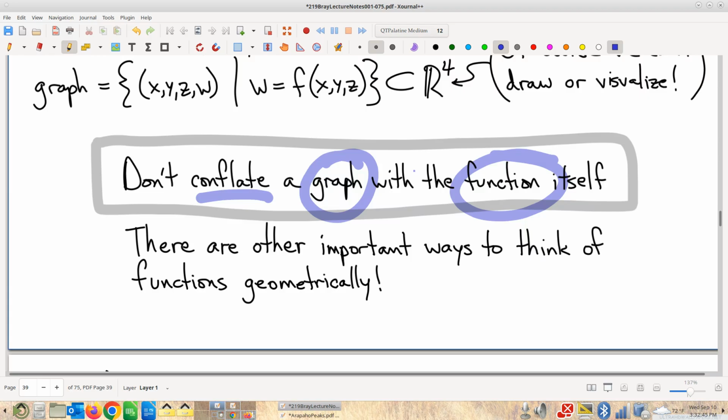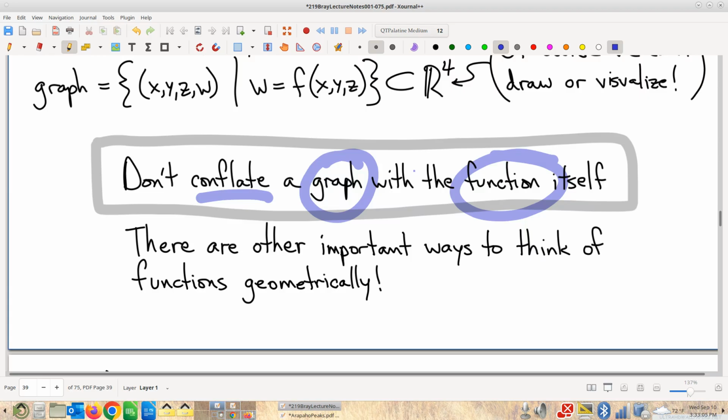A function is an algebraic object. The graph of a function is a geometric object that we create by a very particular prescribed construction. Is that cool? Okay.